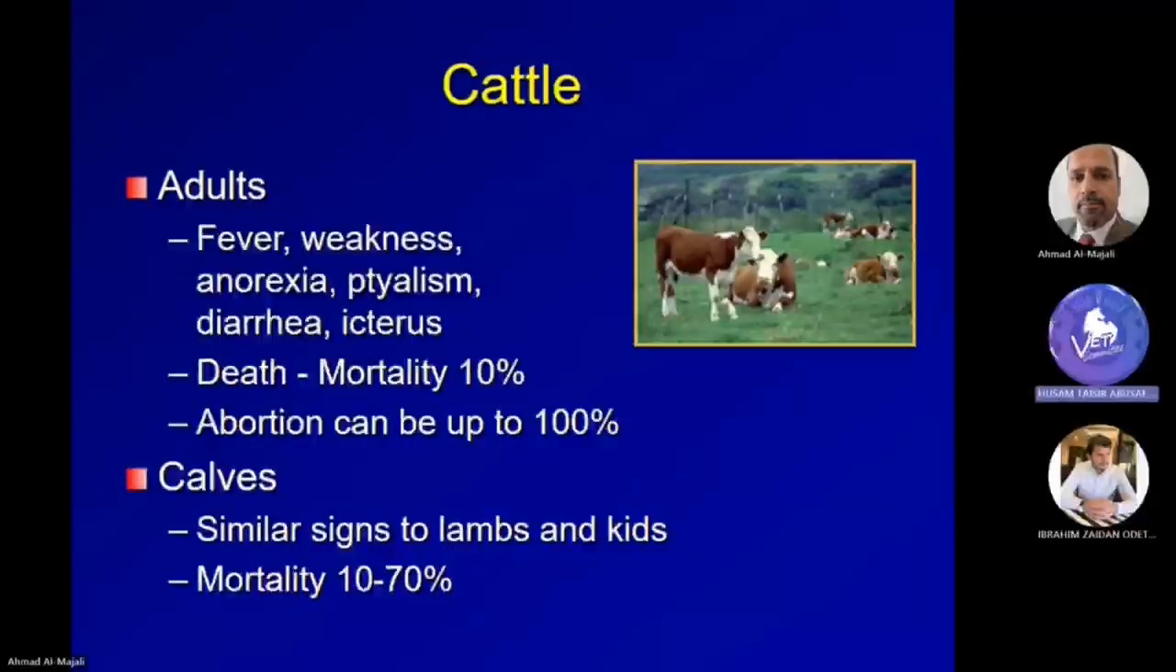In adults, what kind of clinical signs do we see? Most of the animals are asymptomatic. Sometimes you don't see any clinical signs other than abortion. If you see signs: fever, weakness, anorexia, reluctance to move, diarrhea, icterus, and mortality is usually lower than in young animals, around 10%. But abortion could be 100%. So animals just abort without any clinical signs.